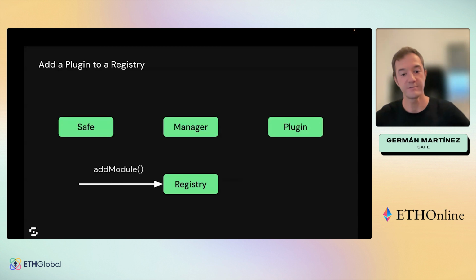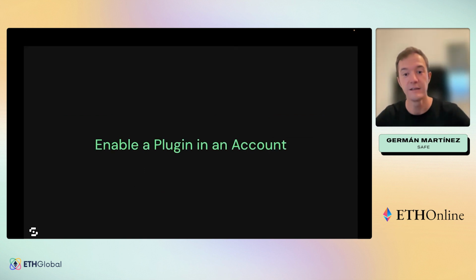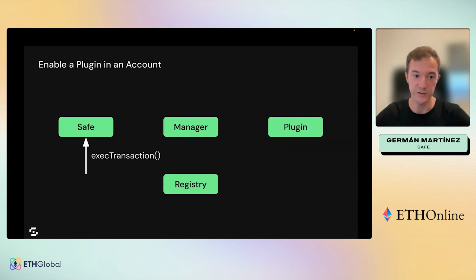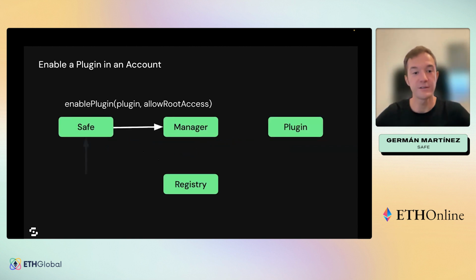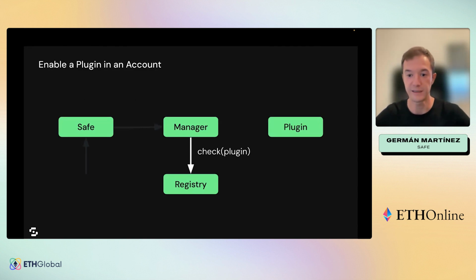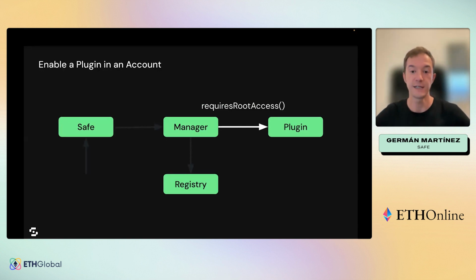So to add a plugin to the registry, basically, we can call the function add module in the registry and just add it to the list. This has to be done by the owner, of course. Then if we want to enable a plugin in an account, if we are a user, then we would need to execute a transaction that tells the manager to enable a specific plugin with a specific kind of permission. Then this manager will check if the plugin is added to the registry. We'll ask the plugin what kind of permission it needs, and then the manager will store in the storage, okay, this Safe has enabled this plugin with this kind of permission.